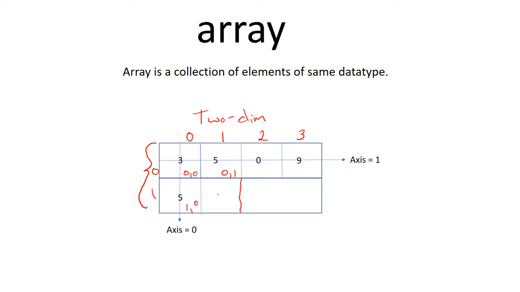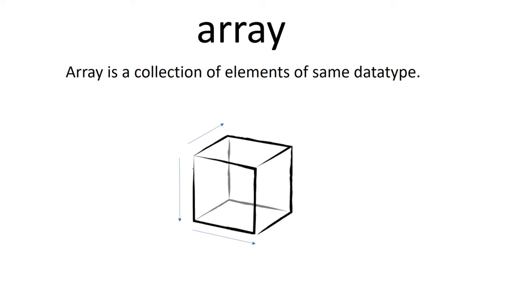So if we had another cell here, it would be 1, 1. This is a simple two-dimensional array. Again, this can't be "Mike." No, nope. Why? Because it has to be of the same data type, in Python and in most languages.